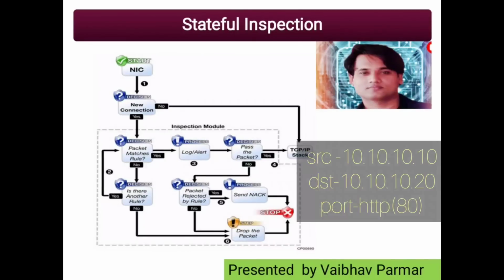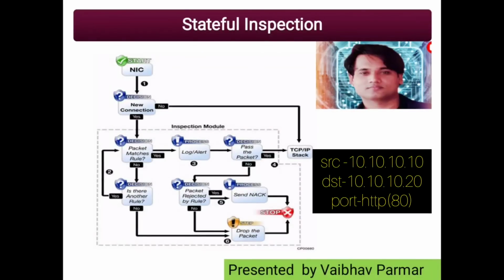Consider we allow IP 10.10.10.10 to browse to IP 10.10.10.20 via HTTP port 80 in the rule base, and let's drop everything else. Consider this scenario. When a packet hits the NIC and passes through the NIC to the inspection module, the inspection module inspects the packet and its data. Packets are matched to the policy rules we have configured, one rule at a time, and the approach is top to bottom. Packets that do not match any rule are dropped.